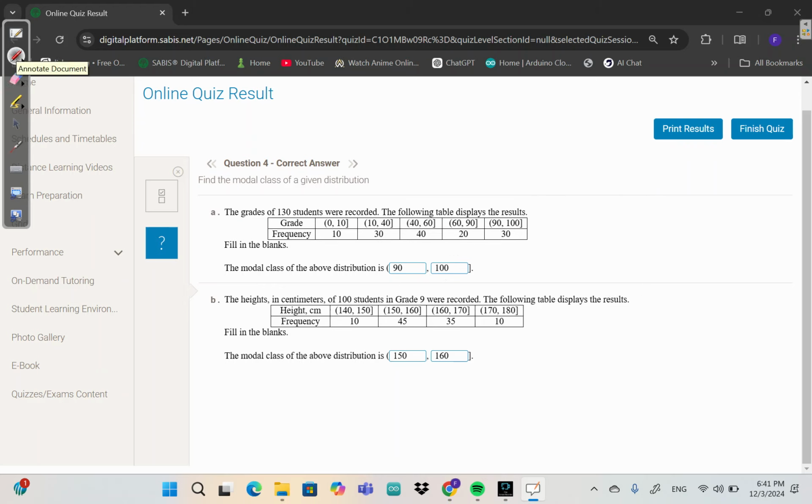Now to part B. For the modal class, we're going to do the same thing. So we have here 10 over 150 minus 140, which is 1. And then 45 over 160 minus 150, which is 4.5. And then same thing here. Here it's going to be 3.5, which is 35 over 10, since 170 minus 160 is 10. Here same thing. 10 over 180 minus 170, which is 10. So 10 over 10 is 1.